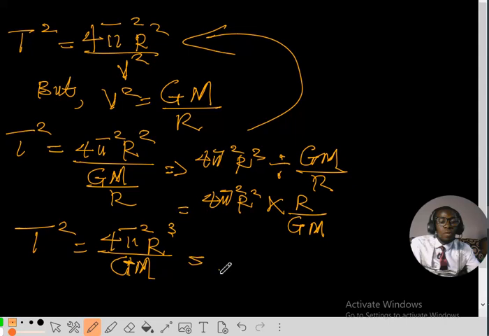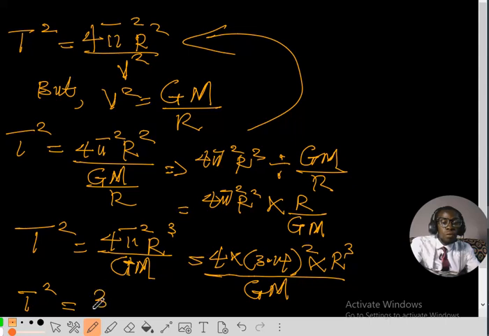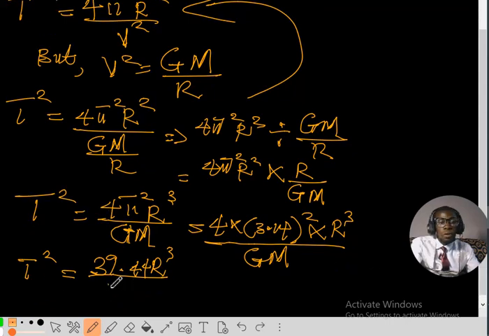Now pi is to be taken as 3.14, so you have 4 times 3.14 squared times r cubed over GM. Now T squared is 3.14 squared times 4, which gives approximately 39.44 r cubed over GM. Now that has settled the question. We have also shown that the square of the period equals this. Proved.